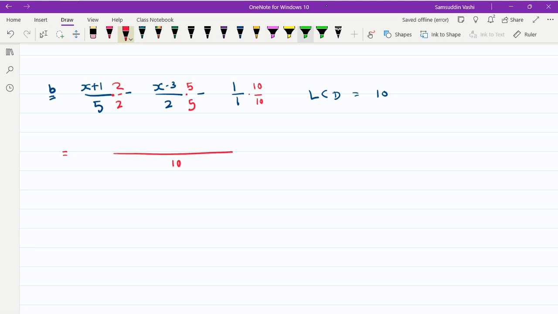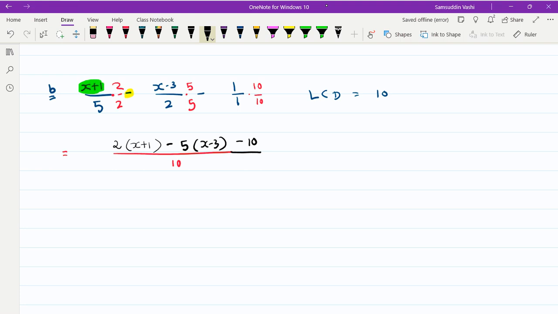Now the reading part or understanding part. X plus 1 times 2. The way I read it, the same way I will write it. X plus 1 times 2. When I have more than one term, it's important to put it in brackets. And instead of writing times 2 at the back, I will write it in front, so it is easy for multiplication. Then the second part. The minus sign is as it is. So x minus 3 times 5. And the last one, the number is fine. Minus 1 times 10, I can just write 10.